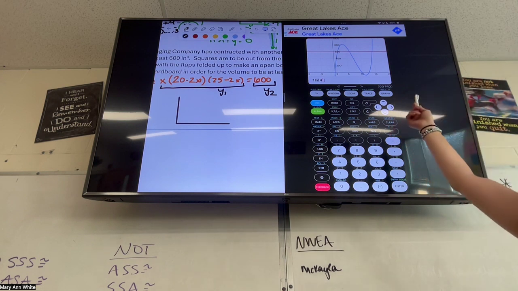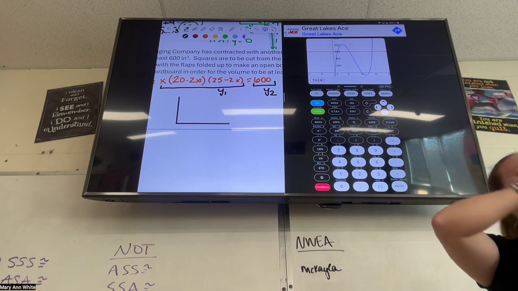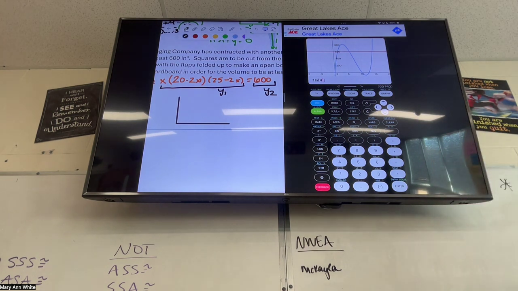Don't we normally on the box problem only see the first hump, the first mountain? Why should I go back to my window and make it go 0 to 10 instead of negative 10 to 20? Yes, but why? That's the first hump that I want to see.